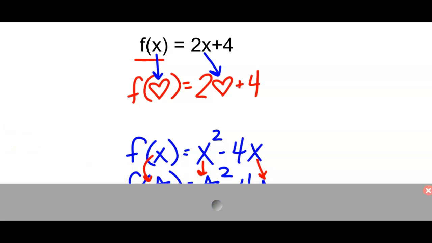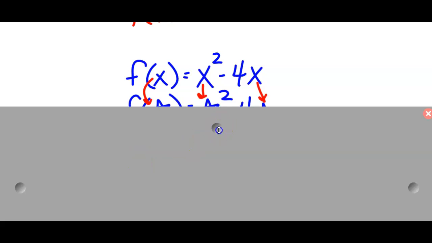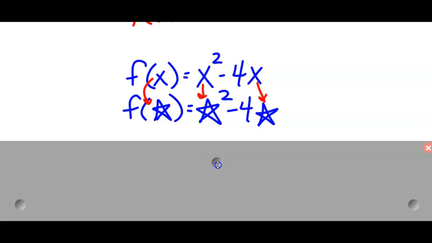So if we look at f of x equals x squared minus 4x, and we substitute a star, then each place there is an x, we would substitute a star. So it is simply substitution. Don't get confused by the fact that it's called function notation. Big words don't need to confuse us.